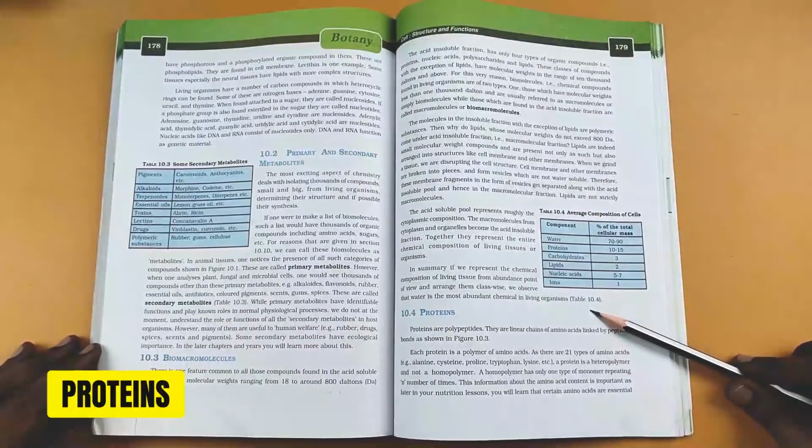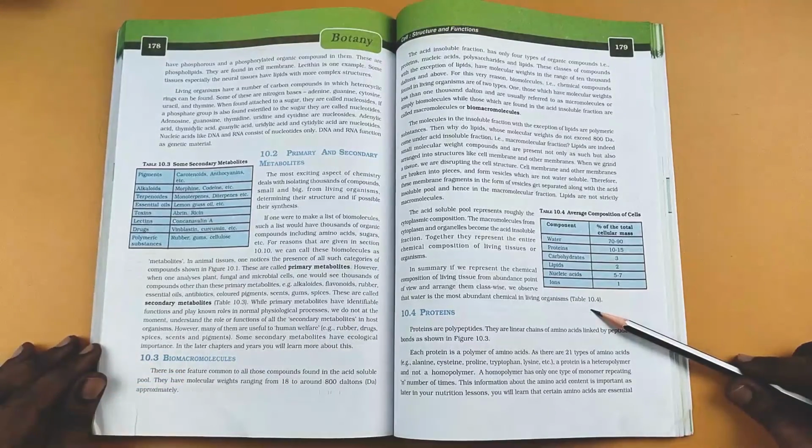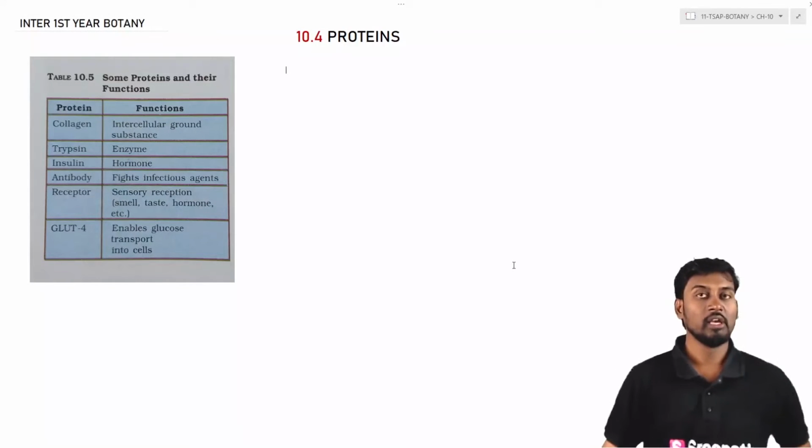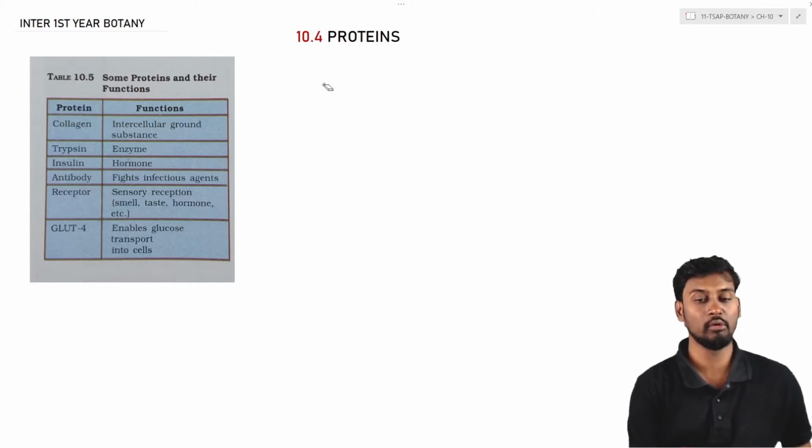Here in the case of proteins, they are polypeptide chains, a linkage between the monomeric forms of amino acids. So coming to the fourth topic, that is the proteins. The proteins are also called macromolecules. These macromolecules are generally called polymeric. So why are they called polymeric? Because they consist of monomeric units joined together.